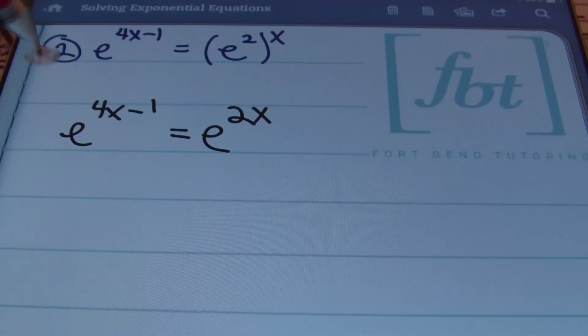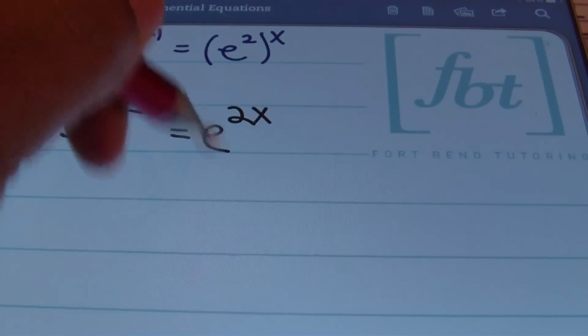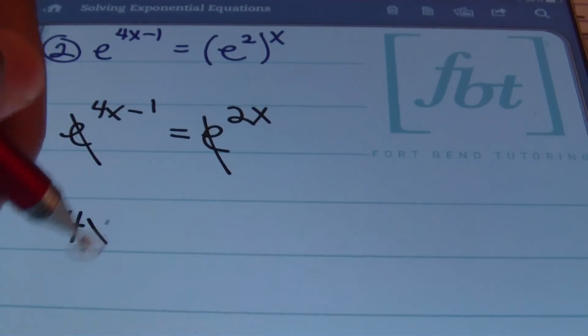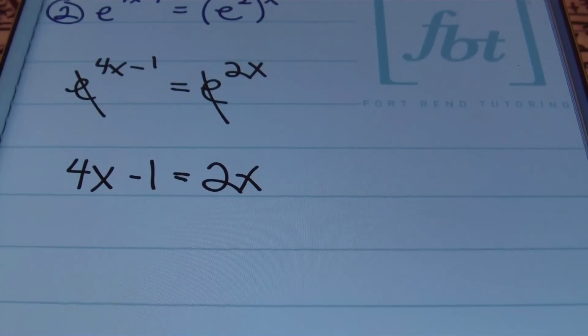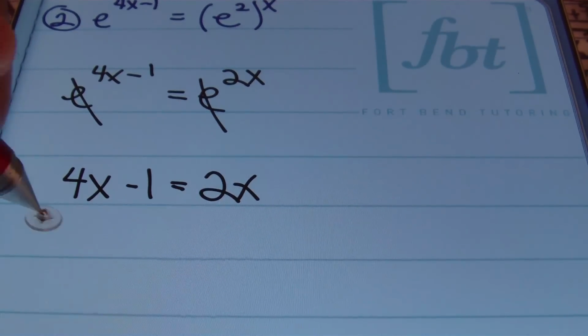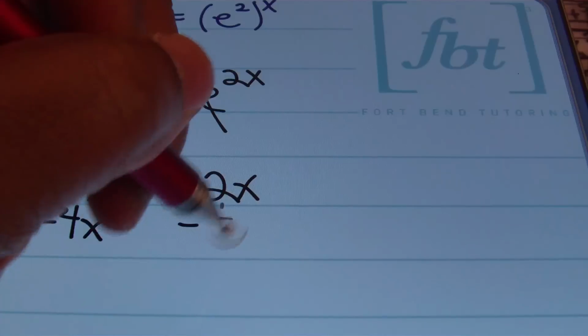Once again, we have the exact same base raised to an exponent, so the e's cancel out. I'm going to bring down 4x minus 1, which equals 2x. Then I'm going to solve for x. And you know what? I'm just going to subtract 4x from both sides here.